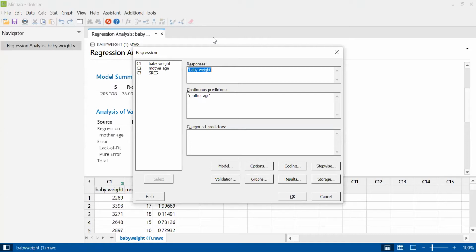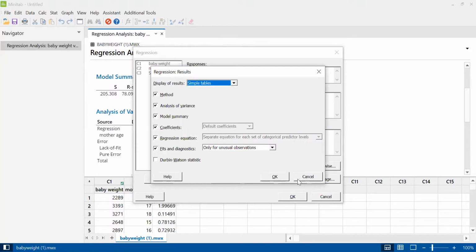So here I need to go back to results here. So I should have remembered, you click on graph, results, and storage. I totally forgot. It's the results tab. So here for my results, I need to ask for my CI. So see at the top, it says simple tables. I'm actually going to expand that to expanded tables. So it's the very bottom option here, expanded tables. I'm going to click on that.